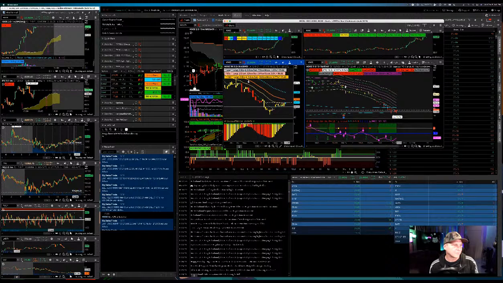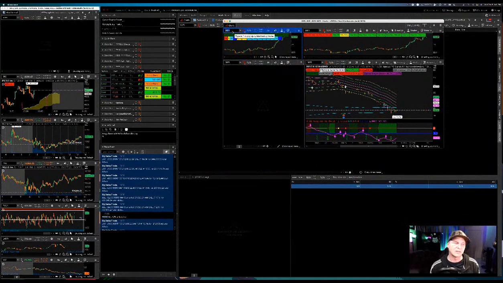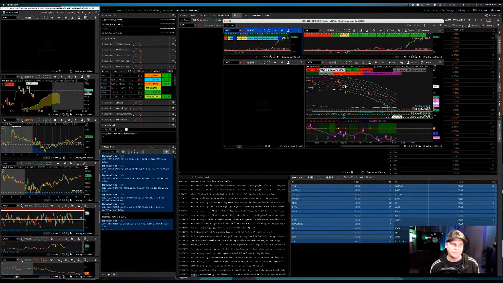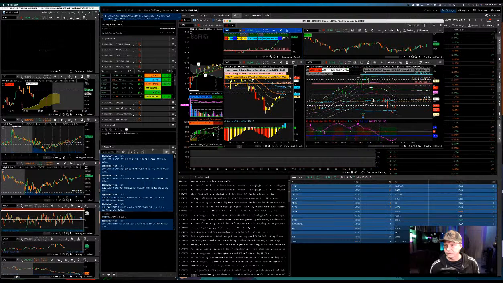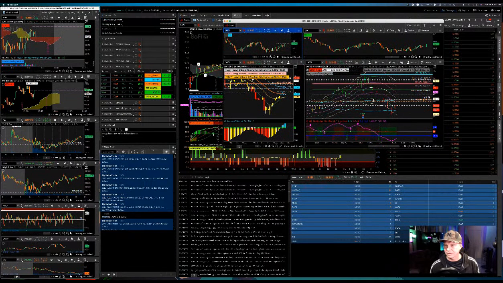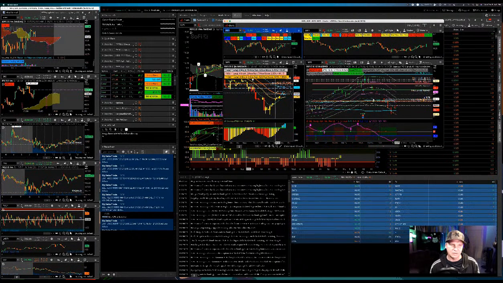SoFi is another one I like. I've liked to play it recently. I think it's starting to make a nice little recovery move. All right, SoFi up to the 382. What it does here is going to determine the direction for SoFi for the next little while.